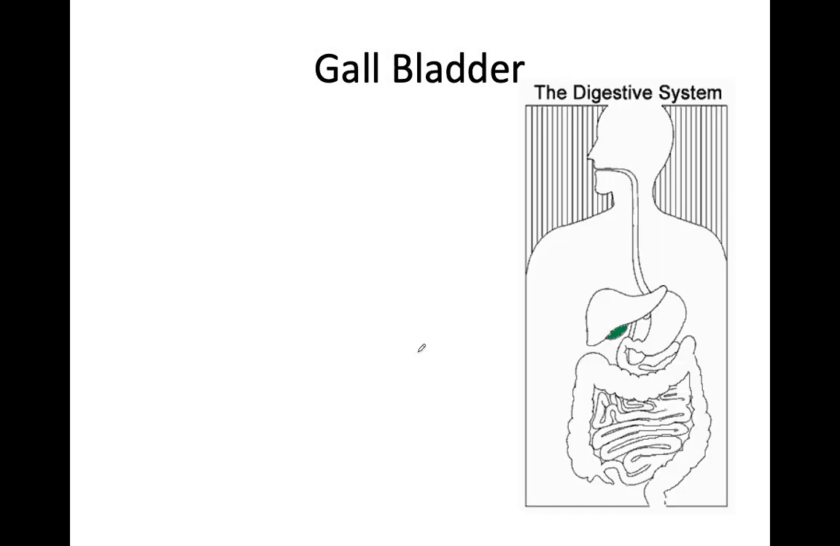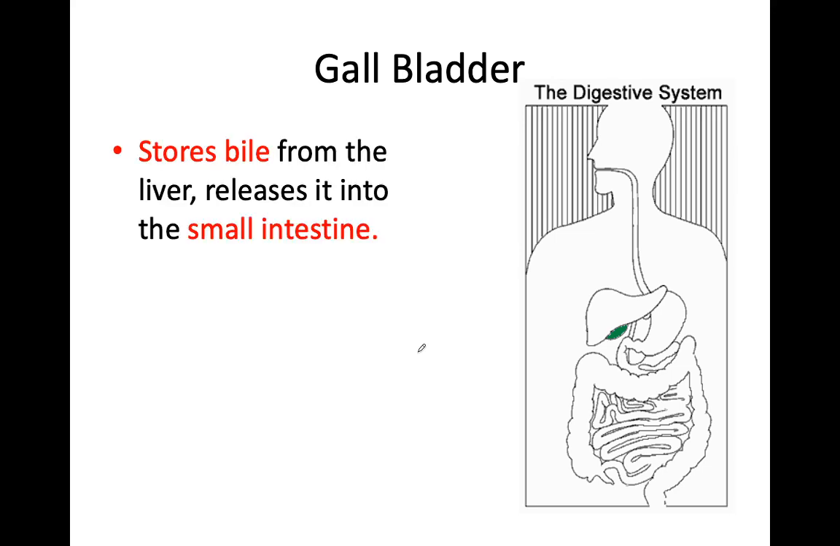Next, we have the gallbladder, and the gallbladder is right underneath the liver there. Our liver produces the bile, but the gallbladder stores that bile and then releases it into the small intestine whenever it's needed. People who have very fatty diets, or diets that are rich in fat, can develop gallstones, and those gallstones are present in the gallbladder.